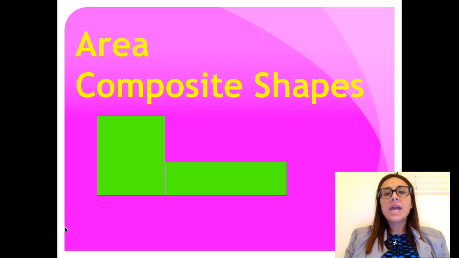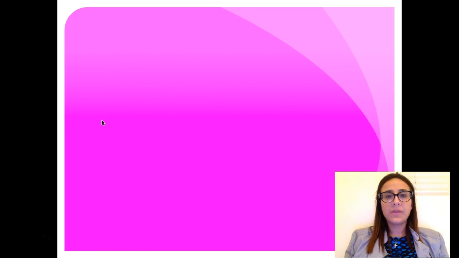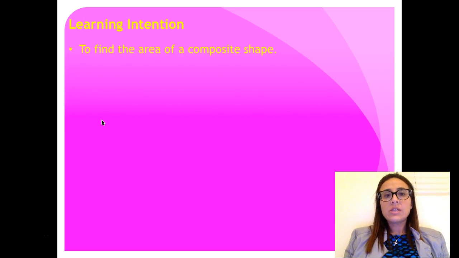Hi, for today we are going to be learning to find the area of composite shapes. A composite shape is where there is a variety of shapes joined together, not your regular shapes. The learning intention: to find the area of a composite shape.